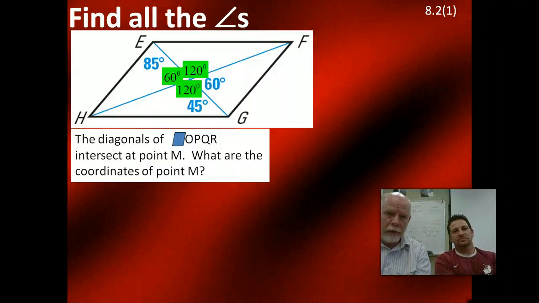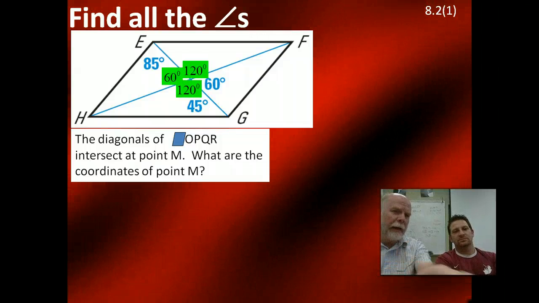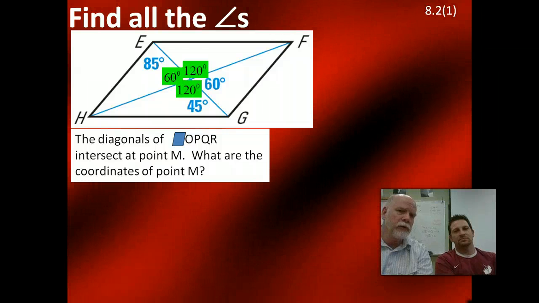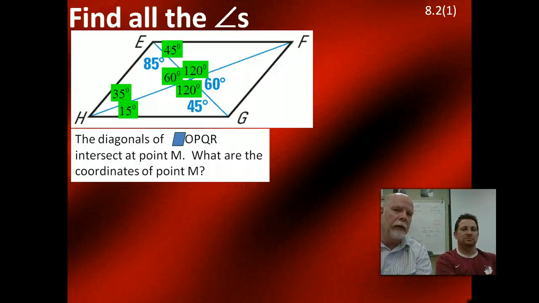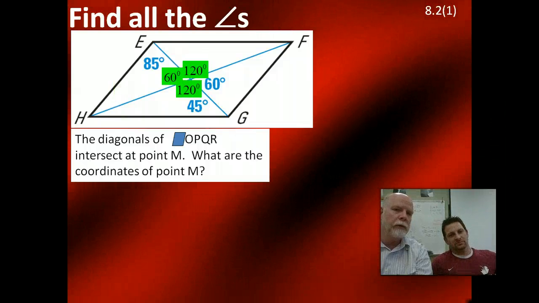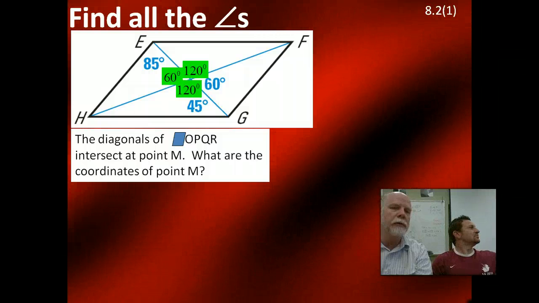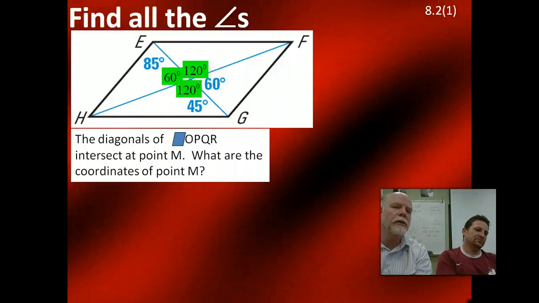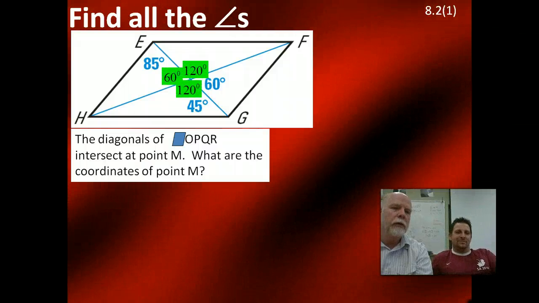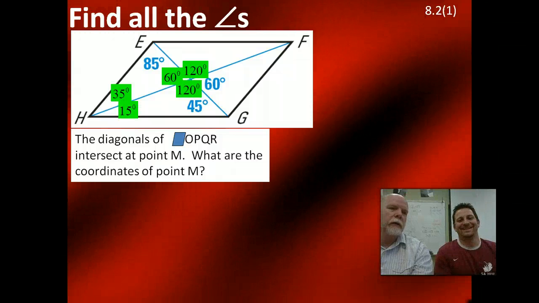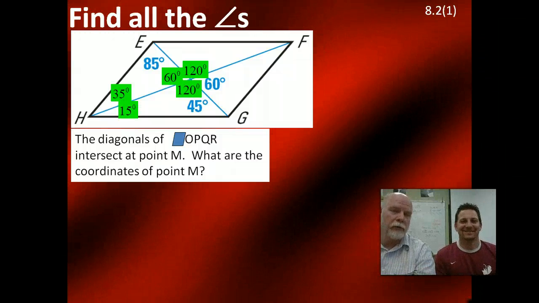Okay. Once you know that, I think we're going to go to angle H over here. Once you know that, then looking in that triangle on the left, the triangle on the left is going to give us 85 degrees plus 60 degrees is 145 degrees. So that gives us the angle H down there to be 35 degrees.